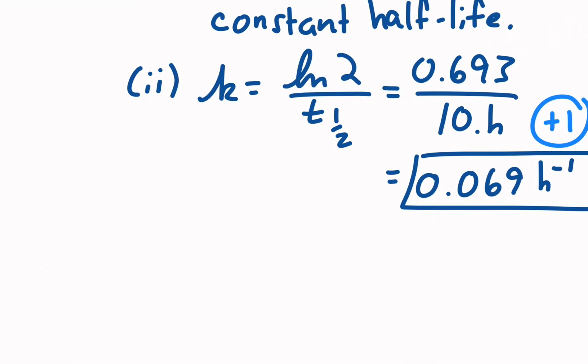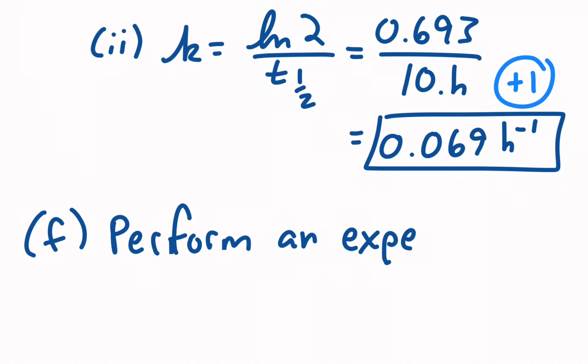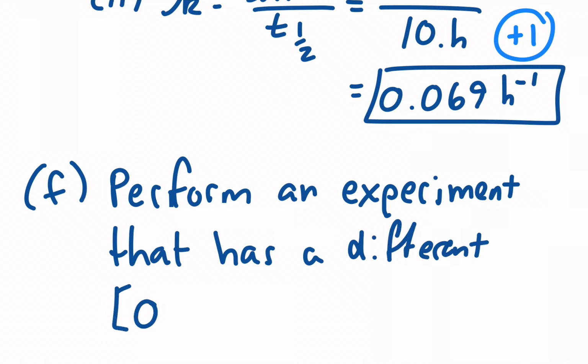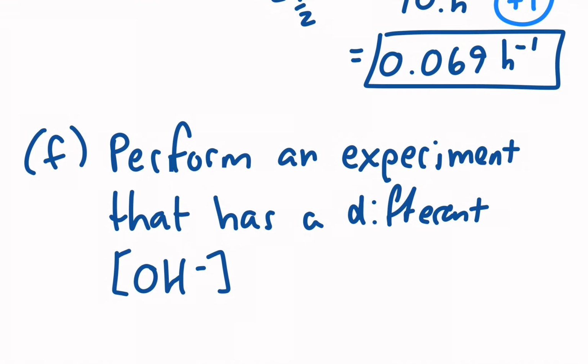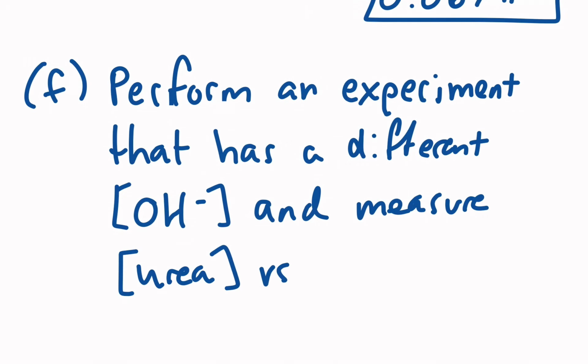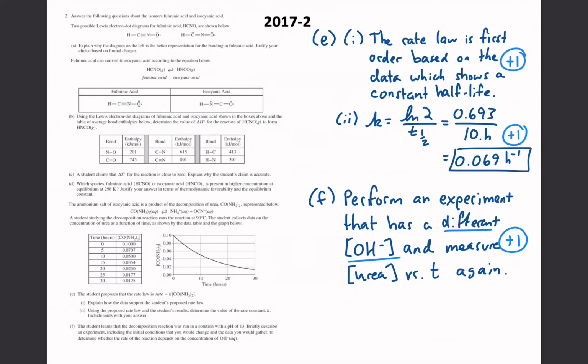So part F is unbelievably straightforward. So perform an experiment that has a different concentration of hydroxide. I'm going to abbreviate that. And measure concentration of urea versus time again. And that's just one point for mentioning essentially different hydroxide concentration. That's all they really wanted you to say.